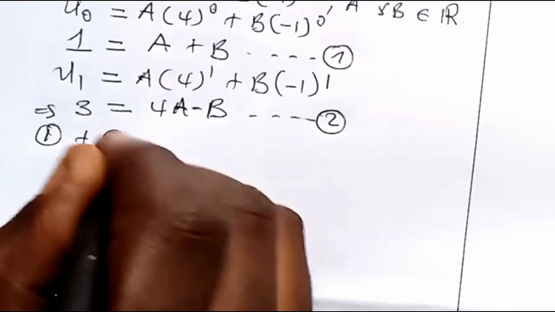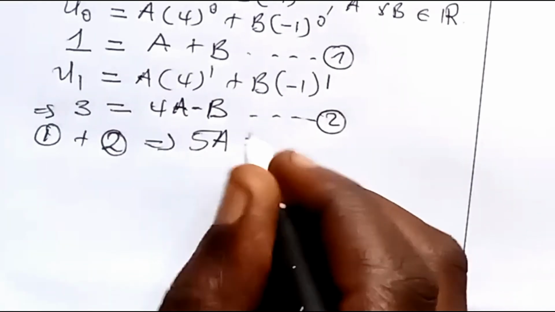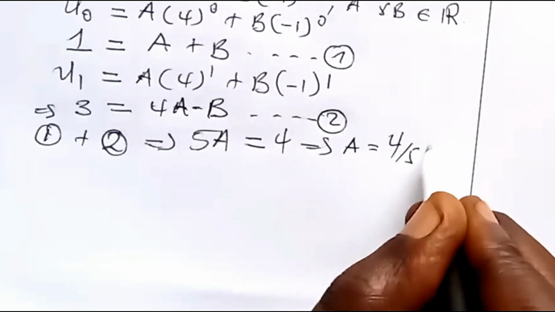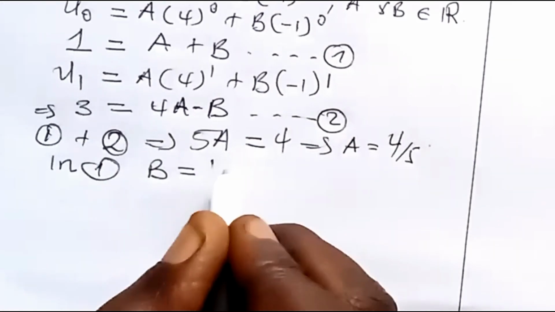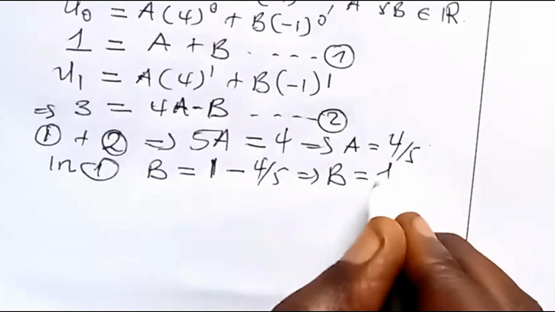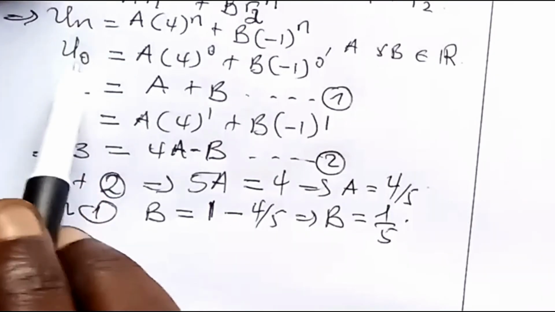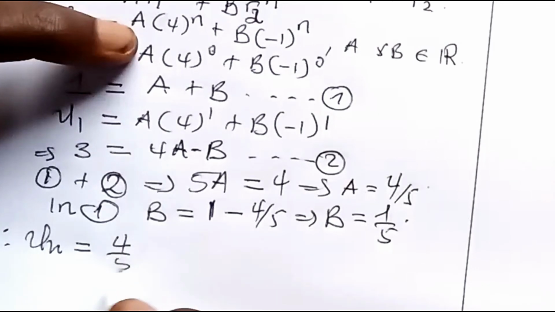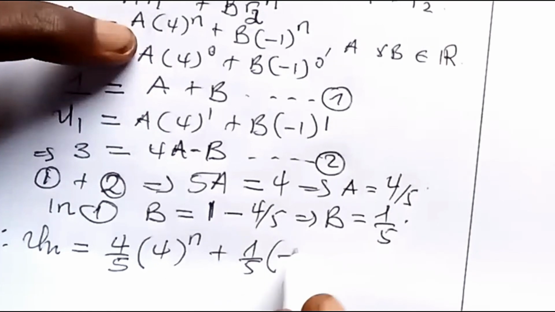So adding 1 and 2, we can eliminate b and then get a. It follows that a plus 4a gives 5a, which should be equal to 1 plus 3, 4. And that implies that a equals 4 all over 5. In 1, b should be 1 minus a, and a being 4 over 5, b should then be 1 over 5. Therefore un equals, we now go to the general solution and replace the constants a and b. So the general solution, a is 4 all over 5 into 4 to the n plus 1 all over 5 into negative 1 to the n.